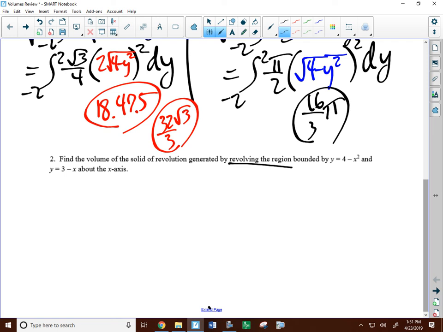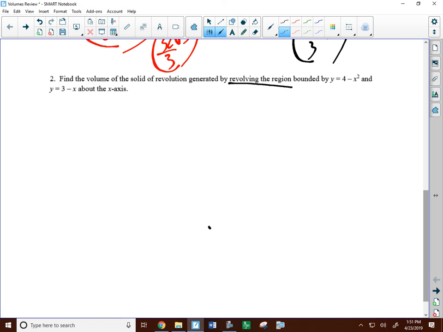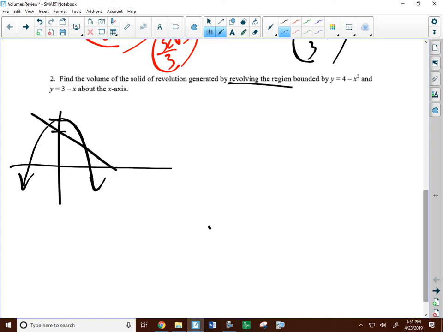So number 2, find the volume of the solid by rotating around the x-axis. This implies disk washer. If I graph these functions, 4 minus x squared, up 4, but it's the parabola opening down. 3 minus x is up 3, but then the diagonal line going down like that. So here's the region. And we're revolving around the x-axis. Those are the easier ones. Here's the x-axis. First thing is disk washer. Well, there's this big gap here, so it's washer.